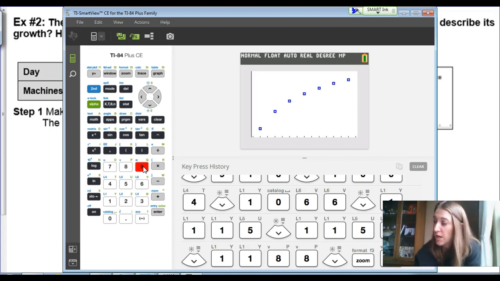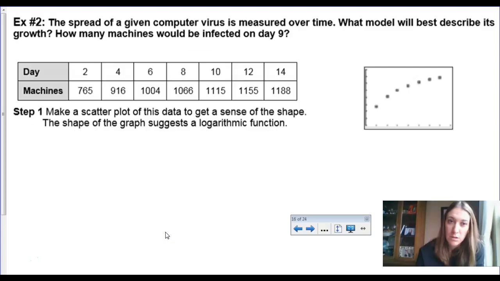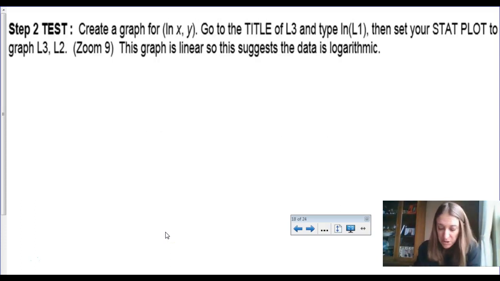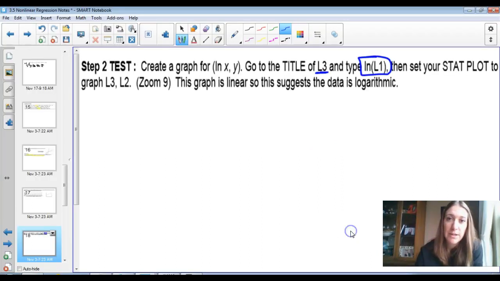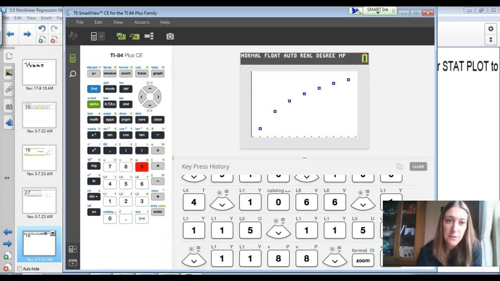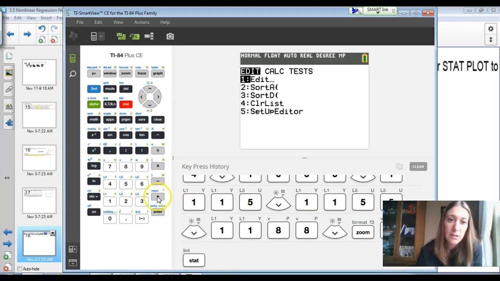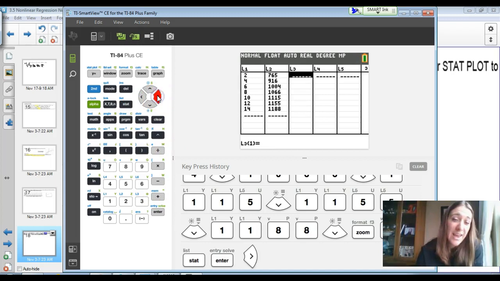What we're going to do is test for logarithmic, which if I go back a screen, actually I think it's right here. I wrote it down in the next part of the notes. So create a graph for the logarithmic test, which is the natural log of x and y. So in list 3, remember we're going to set up the natural log of list 1. And then we're going to compare some stuff. Ready? So back to my calculator. I already have list 1 and 2 in. So now go over to list 3. And then in the header of list 3, tell it to apply the natural log to all of your x's, which remember those were in list 1.